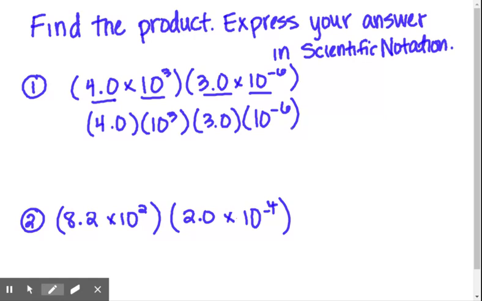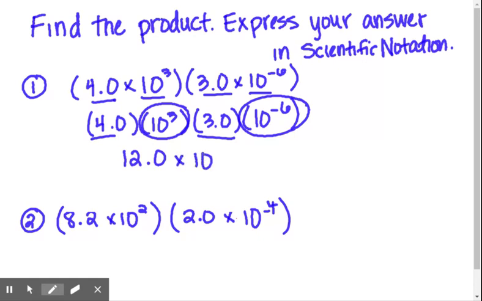So the first thing we should do is let's multiply 4 times 3, which we know to be 12, and we'll put it 12.0. And then again, using these properties of exponents, we know that 10 to the third times 10 to the negative sixth, we will just add their exponents and get times 10 to the negative third. Now, the problem with this is, although it looks like it's in scientific notation, it is not in scientific notation because this number is not between 1 and 10. So we need to make an adjustment.